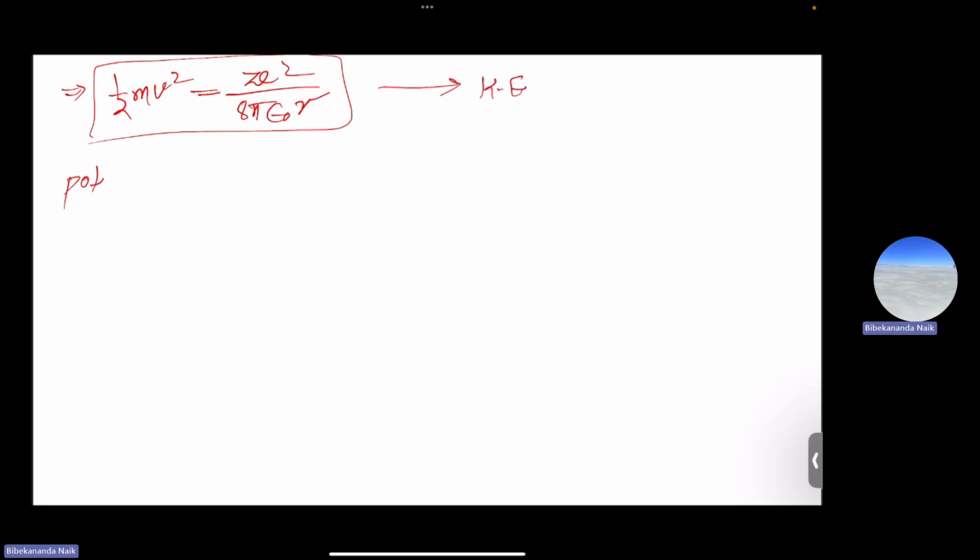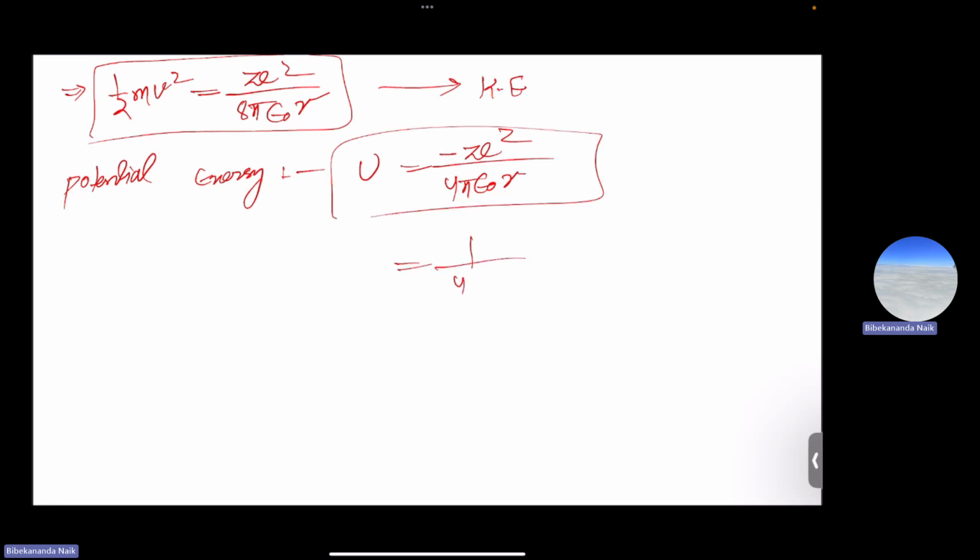Similarly, if we talk about the potential energy, the potential energy is nothing but the Coulombic force of interaction. So the potential energy, we know it will be K Q1 Q2 by r. So U, the potential energy, will be minus Z e square divided by 4 pi epsilon 0 r. Or we can write it as 1 by 4 pi epsilon 0 into minus e into Ze divided by r.